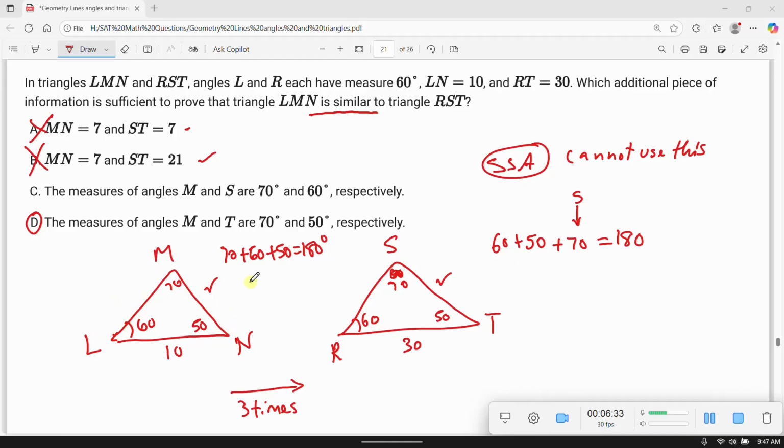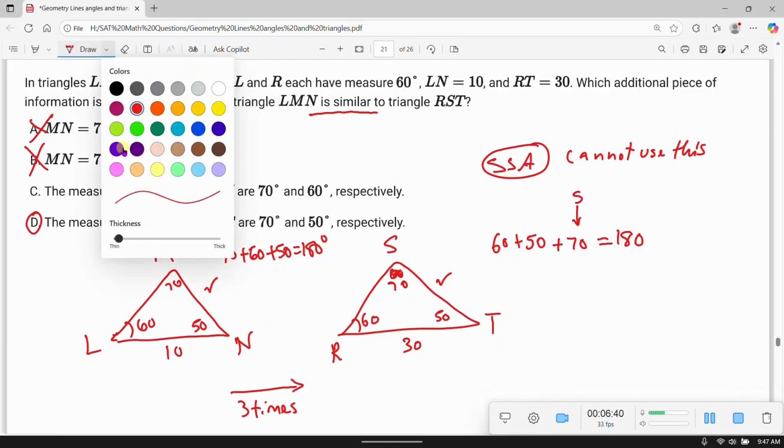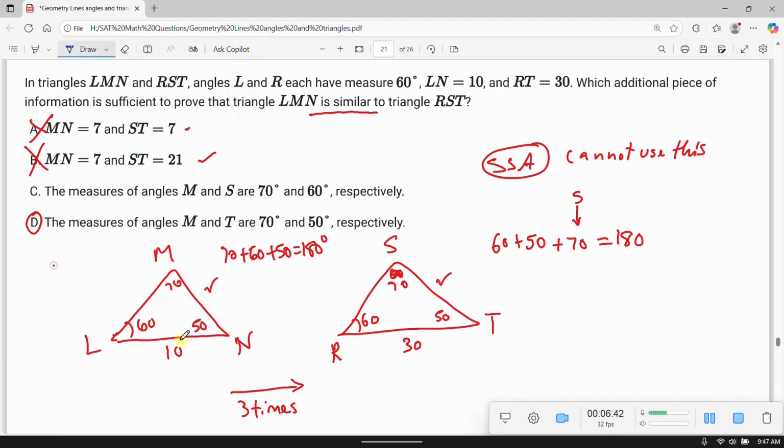I sketch two triangles out, and after I sketch it out, I recognize that this length is 10 and this length is 30. So the triangle RST is 3 times larger than the triangle LMN. I mean the length is 3 times larger, but the angles are the same. So I go through every single choice.